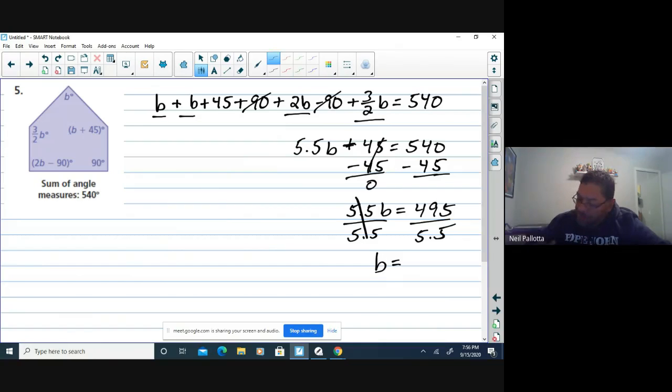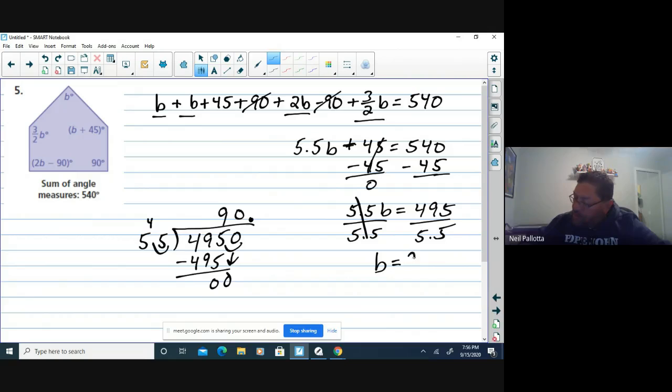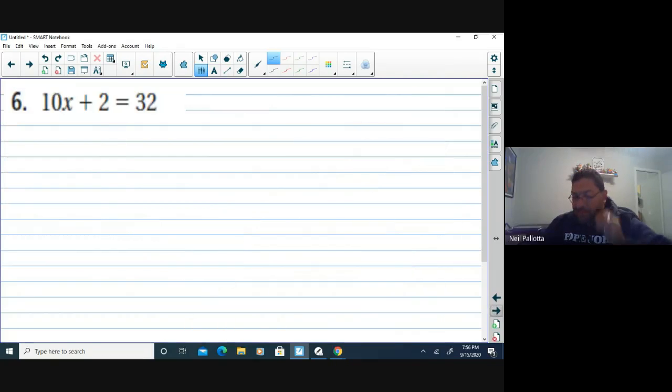1b is going to be equal to, well, we got to do a little division, 5.5 into 495. Slide the decimal, it goes on our quotient, and this is what, 9? 9 times 5 is 45, put down the 5, carry the 4, 9 times 5 is 45, and 4 is 49, subtract to get 0, bring down the 0, 0's got to go on our quotient, so B is going to be equal to 90 degrees. All right? Okay, next example.